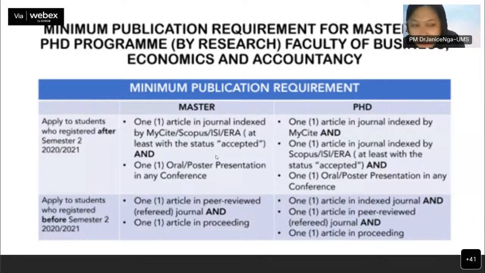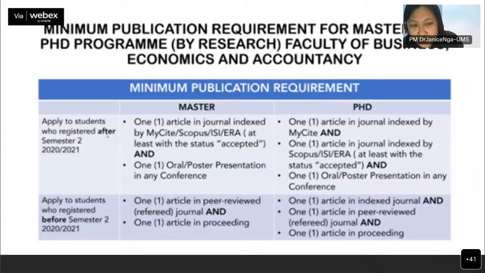Right. For the PhD who register after semester 2, 2020-2021: one article in a journal indexed by MyCite, or one in Scopus, ISI, ERA, and one oral presentation in a conference. So this is the rule that you have. I do not know, Dr. Yanti, whether they have two Scopus, but most of the Scopus will be in MyCite anyway, right? Okay, that's fine. Yes, that is the minimum.